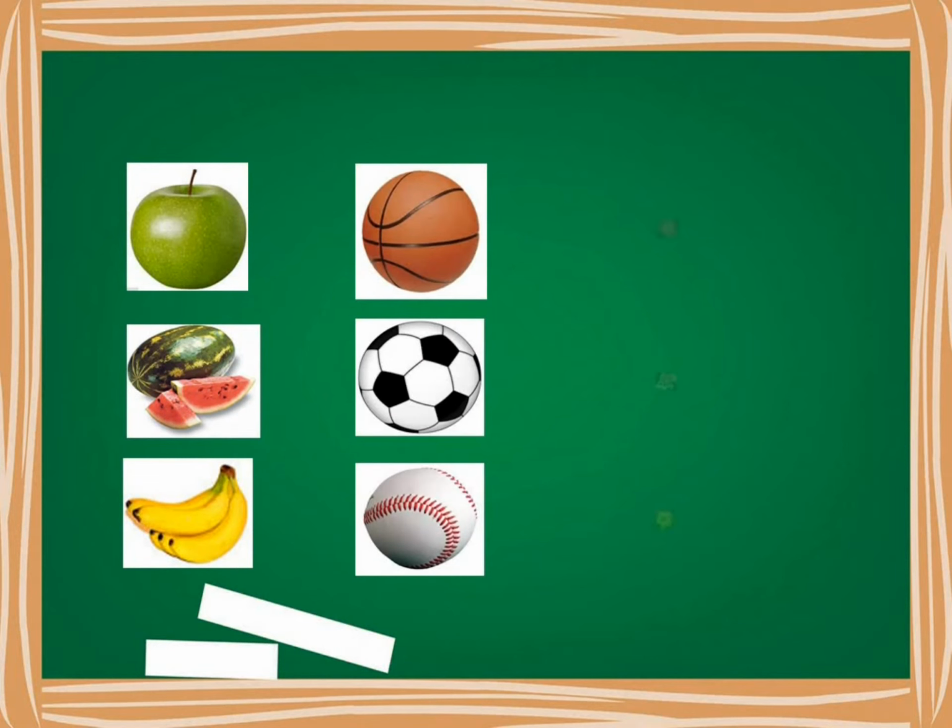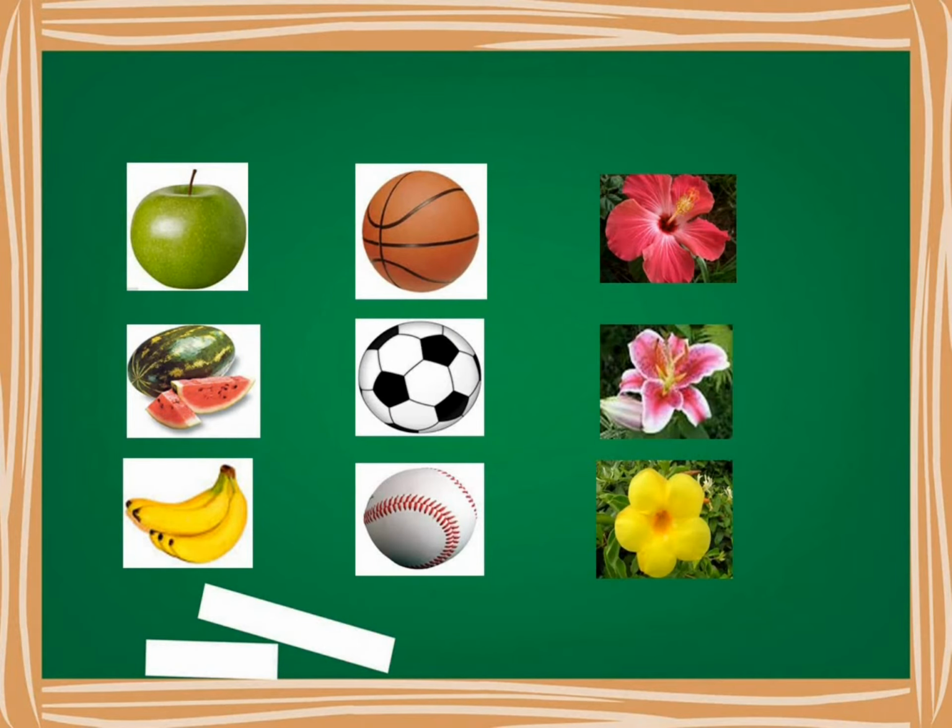We can consider the first group as Group A, the second one as B, and the third one as C. Group A shows pictures of different fruits. Group B shows pictures of different sports balls. And Group C shows pictures of different flowers.